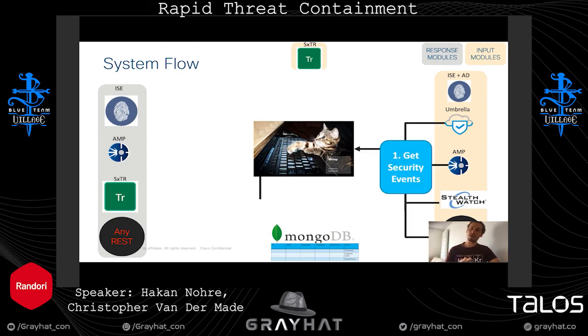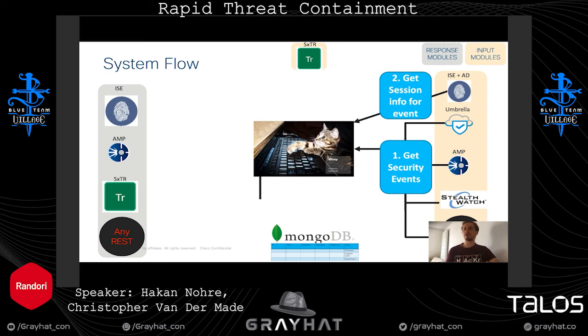So what happens is security events come into the system, and as you can see here, we now have it configured with Umbrella, which is Cisco's DNS security solution and secure internet gateway, AMP, which is advanced malware protection, which is our endpoint security solution, and StealthWatch, which is our network behavior analytics tool that can detect anomalies. But basically anything that has a REST API can integrate with our system. So again, it's very modular and it's easy to add more modules.